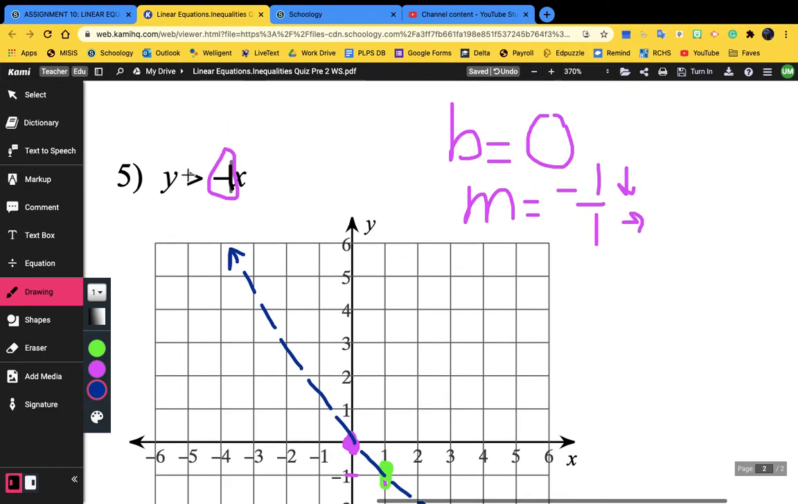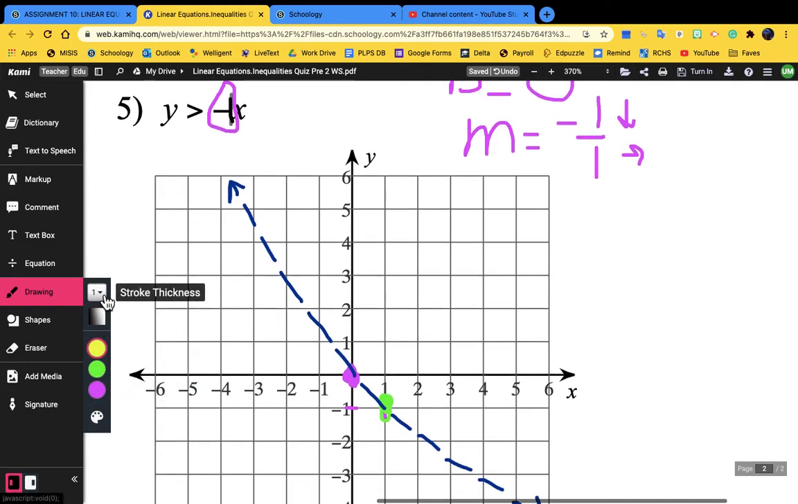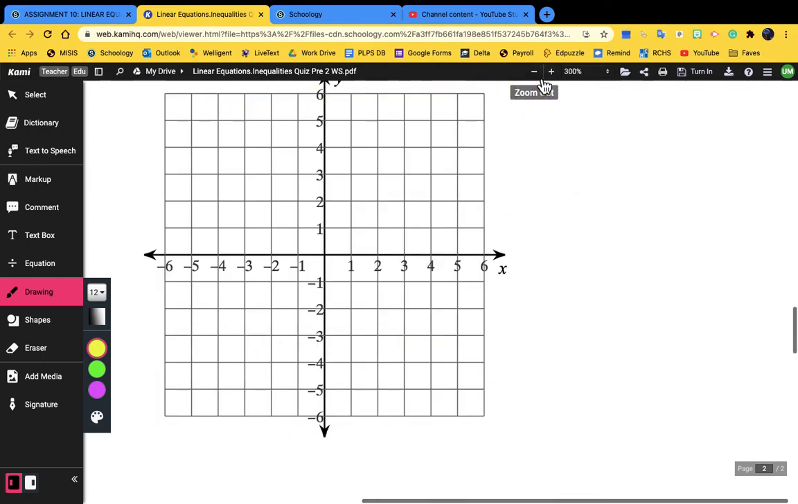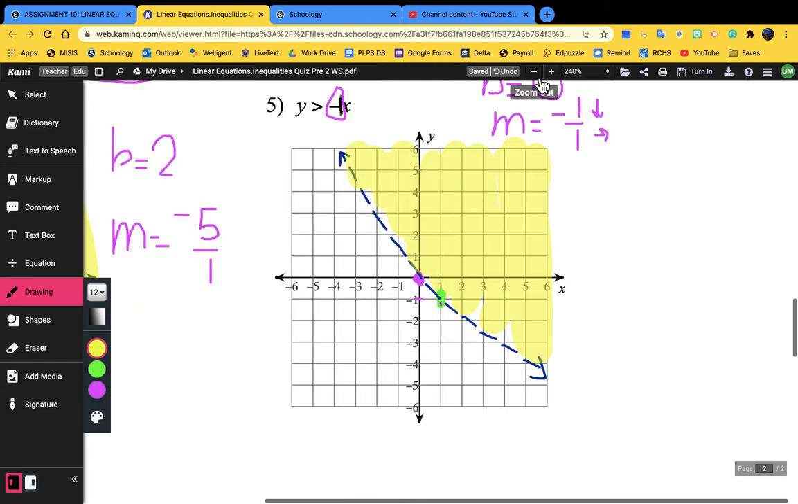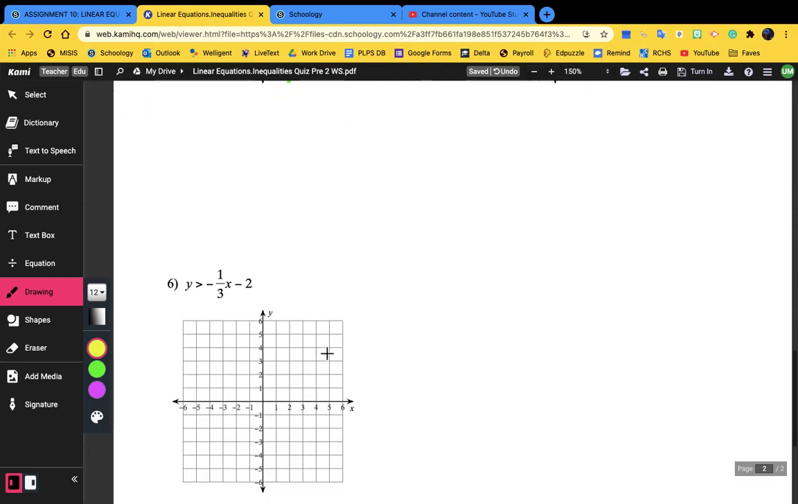Now, I'm going to look at here, and this says greater than. Greater means above. So I'm going to shade above my line, the line that I just graphed. So I'm going to shade above it. Look, not under it. I'm not going to get under. Over. Look, over on top of my line. There you go. Look at that. That's what that looks like. Right there. Right? Okay. Last one, everyone.